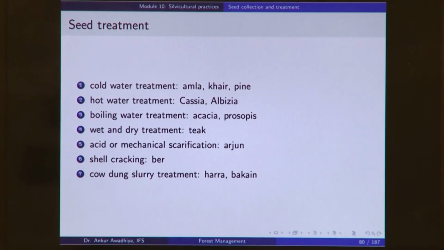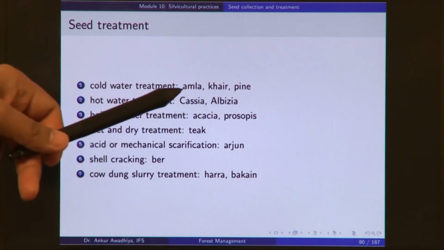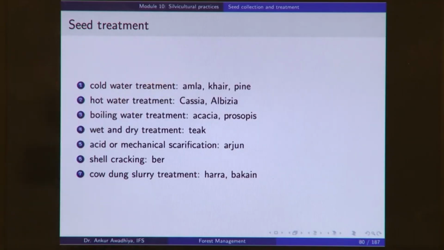The first one is a cold water treatment. Now, in a cold water treatment, you take water at room temperature, dip your seeds inside, soak them for a few hours, and then you will use them in the nursery. Another is a hot water treatment. So, in a hot water treatment, you add water at a higher temperature. So, cold water treatment is generally used for species like amla, khair and pine. Hot water treatment is required for cassia and albizia species.